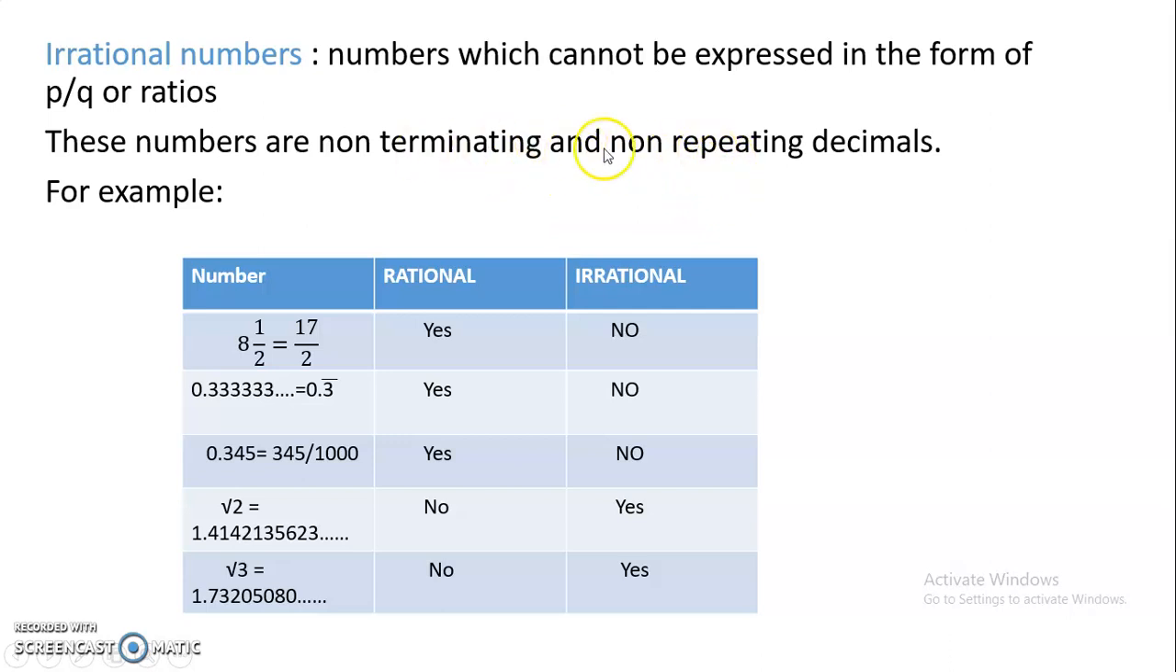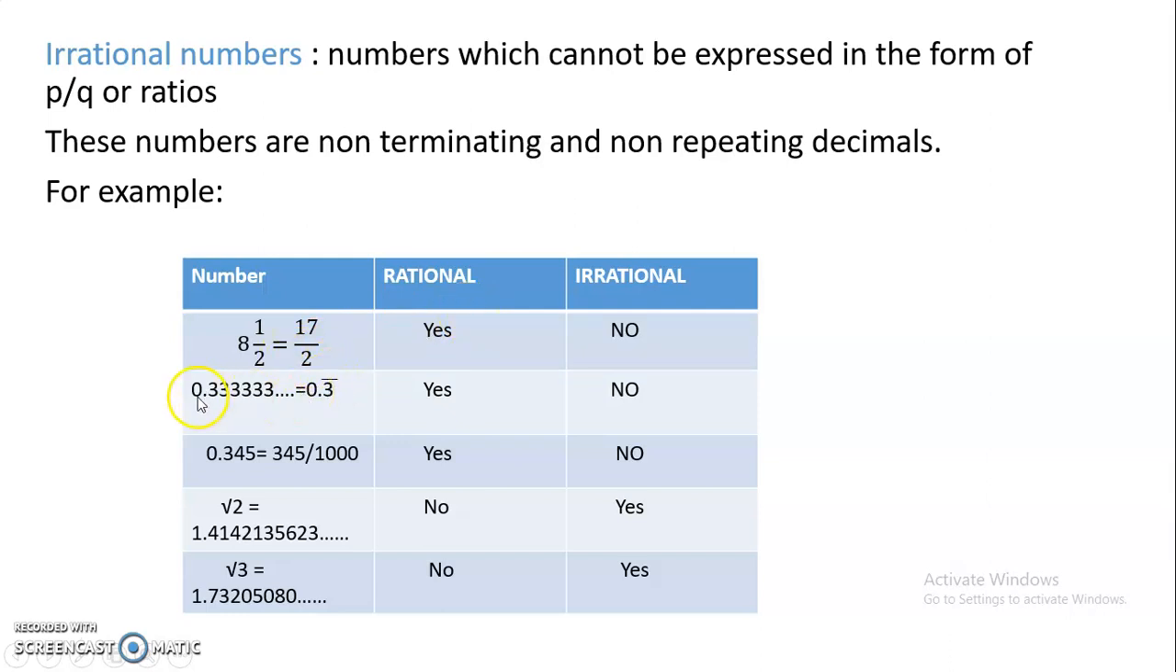Okay, so we'll understand this by some of the examples. This is very important to understand the difference between rational and irrational numbers, to recognize the irrational numbers and rational numbers. So let's see some of the examples. 8 1 by 2 can be written as 17 by 2. How? 2 8s are 16 plus 1, that becomes 17 by 2, in the form of p by q or in the form of ratio. So this is a rational number because it is in the form of ratio.